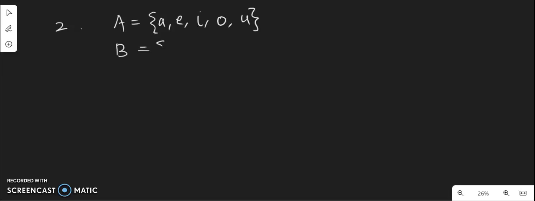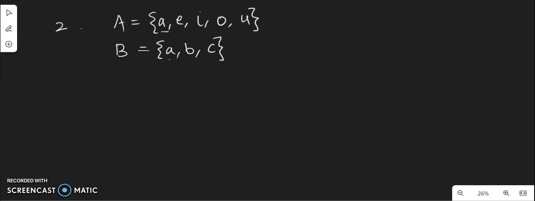Let's talk about another example of how exactly the intersection of sets works. So let us suppose you have been given a set called A equal to a, e, i, o, u, and you can see this is a set of vowels simply. And I've got a set B, which is a, b, and c. And I hope it is very easy to spot what are the common elements.